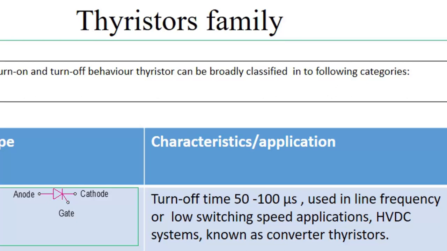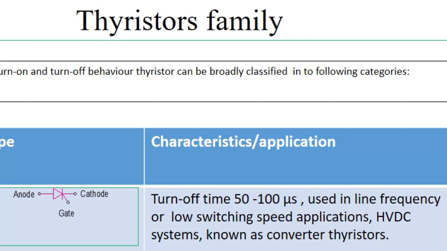Suitable for line frequency 50 Hz or 60 Hz. Low switching speed applications, HVDC systems, and these thyristors are also known as converter thyristors. So it is the simplest thyristor which we have discussed till now and is known as phase controlled thyristor.